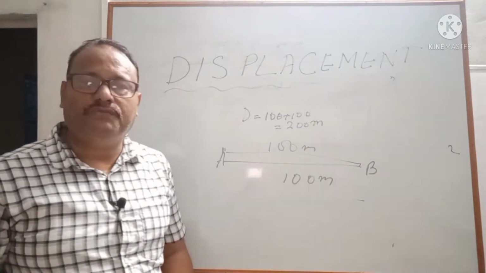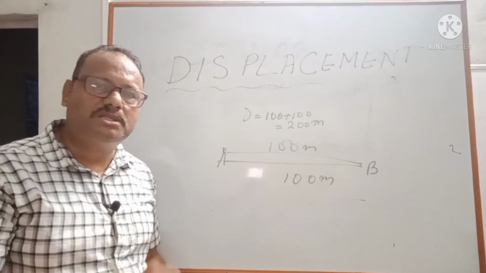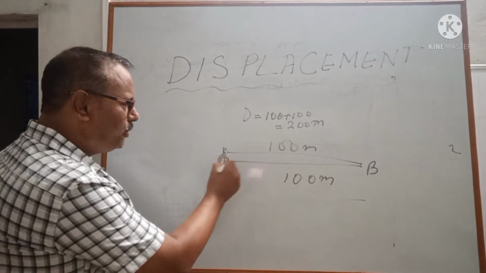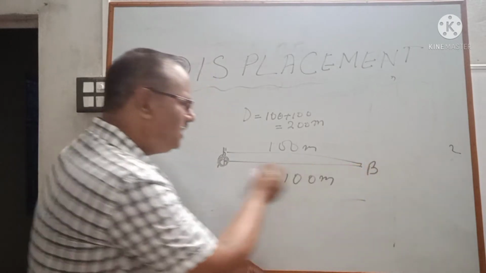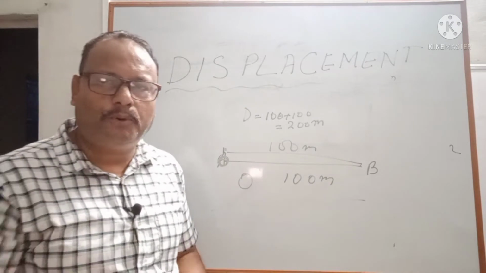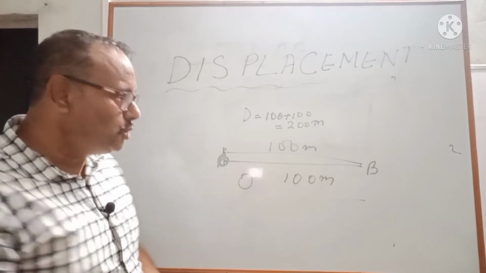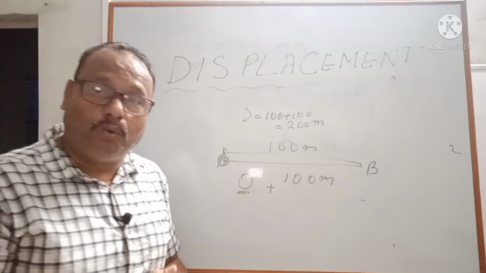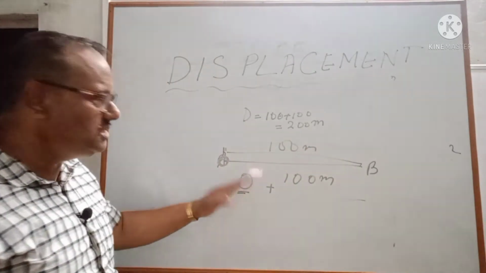That is in case of distance. But my displacement definition tells me that the shortest distance between 2 points is called displacement. Now the point of origin and point of reaching is again A, from where I started. So I travel 100, I come back 100. My displacement here is 0, because my starting point and end point, the shortest distance between 2 points, is 0. So displacement can be 0, displacement can be positive, displacement can also be negative.